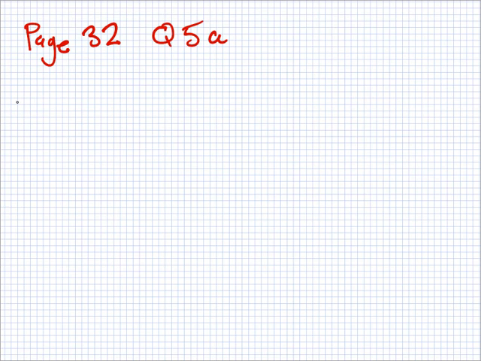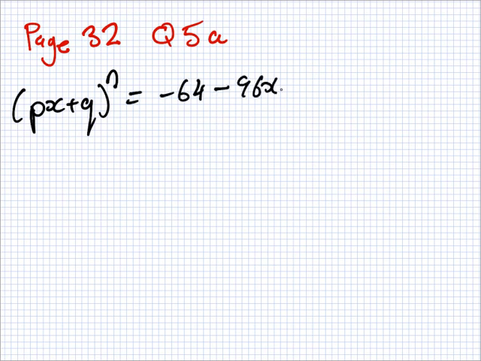All right. (px + q)^n equals -64 - 96x - 48x^2 ... Let's expand on the left here. So that is nC0, yeah?